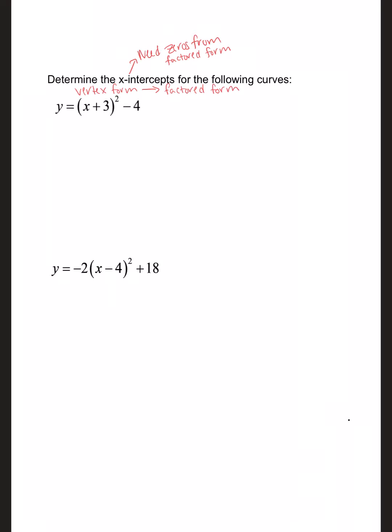So the only way to get from vertex form to the factored form right now is that we're going to have to first expand and simplify, and then once we have it in standard form, we can get it into factored form. So let's write a couple notes on this. So number one, we're going to expand and simplify.